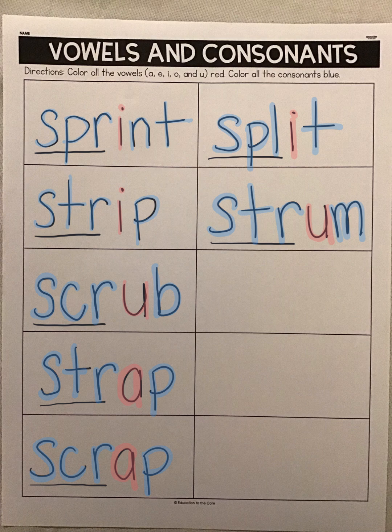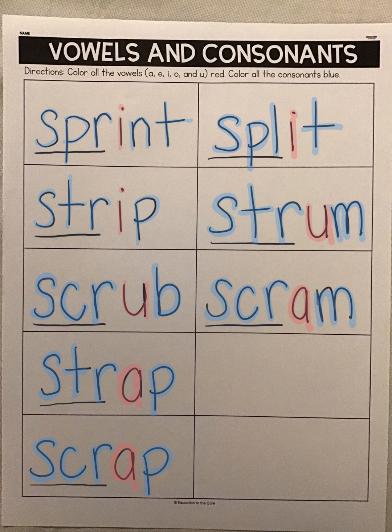Scr, am. With your pencil, write scram. S, K, R, M. Scram. Please underline the three-letter initial blend. With your red crayon, trace the vowel A. With your blue crayon, trace the consonants S, K, R, M. Scram. Our next word is splat.